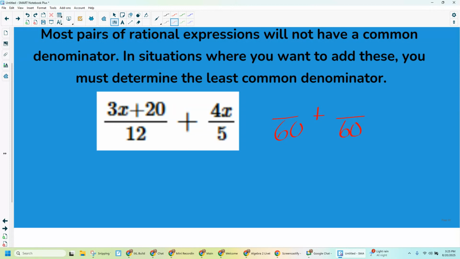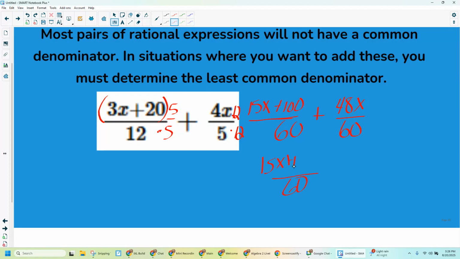But how did I turn 12 into 60? I multiplied it by 5. So I have to do the same with the numerator. I have to distribute the 5 to everything that was in the numerator, because what I do to one, I have to do to the other. So that leaves me with 15x plus 100, 20 times 5. How did I turn 5 into 60? Well, I multiplied that by 12, so I have to do that to the numerator. So that gives me 48x in the numerator. Now I put all of that over 60.